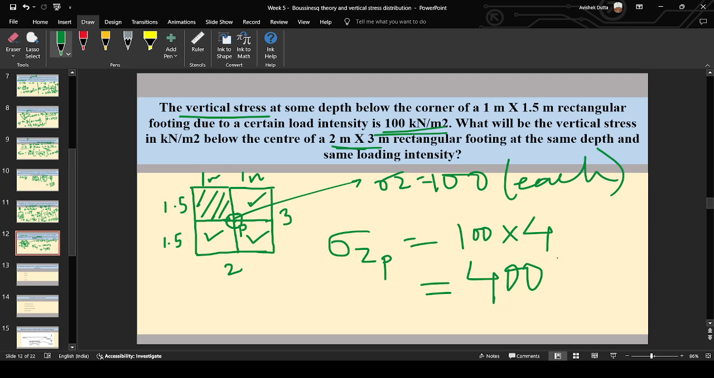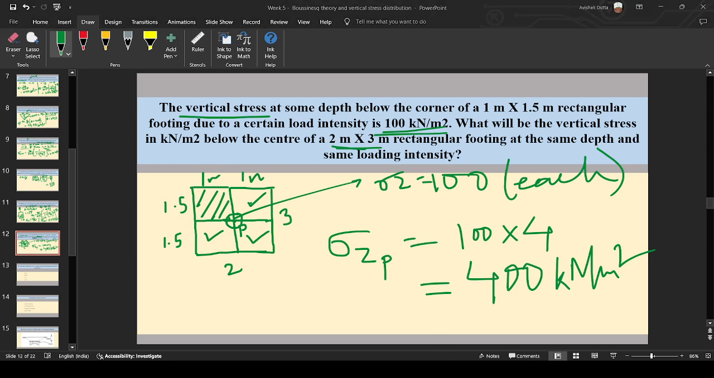400 and the unit will be kilonewton per meter square. Okay. I hope it was clear.